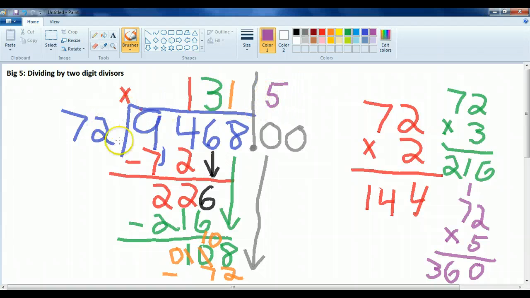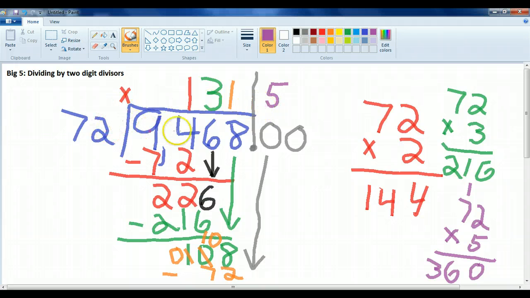Now, I probably should multiply again to check, but I'm already running at 5 minutes here, and I want to keep this under 10 minutes. So my final answer, what is 9,468 divided by 72? It would be 131.5, or 131 5/10. All right, thank you for doing that problem.